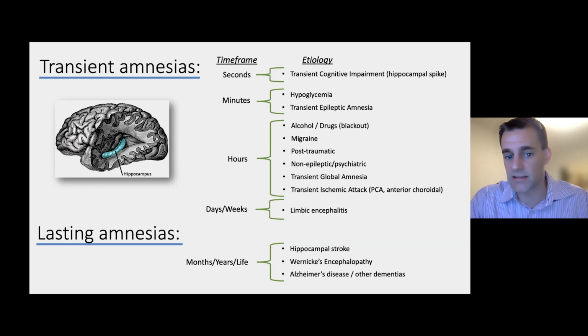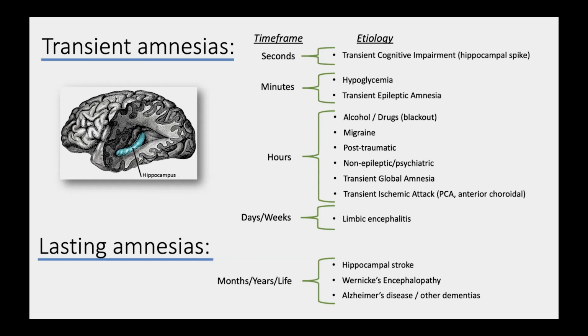Dr. Waung mentioned limbic encephalitis, which is on the order of days to weeks that someone would have amnesia. And then months, years, or lifelong can be things like hippocampal stroke, or Wernicke's encephalopathy, or even dementia such as Alzheimer's disease. So there's a lot of things that can cause your memory to be dysfunctional for a while, and just your memory, whereas the other functions of your brain are still relatively intact. But this one was pretty compelling for a possible seizure.